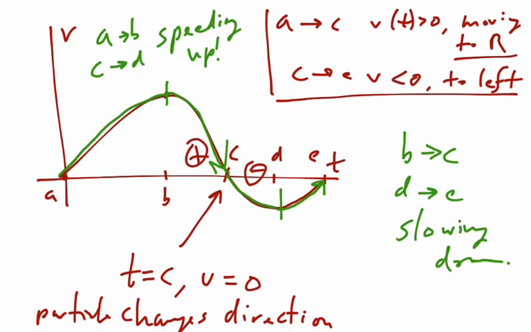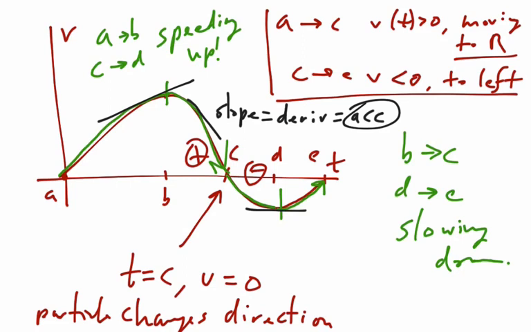A few last things to notice graphically. If you have the velocity curve, notice that the slope at any given point is the derivative, and the derivative of velocity is acceleration. So if you look at the slope of the graph, the slope is the acceleration. Notice that again from a to b, velocity is positive and the slope is positive, and therefore they have the same sign. That's why the particle is speeding up.